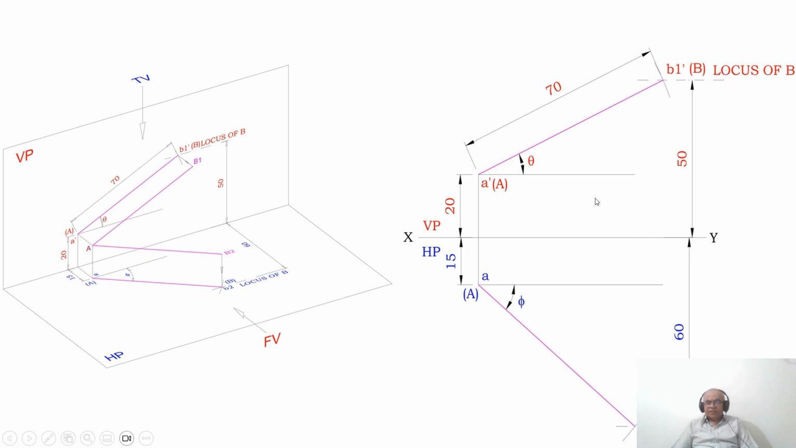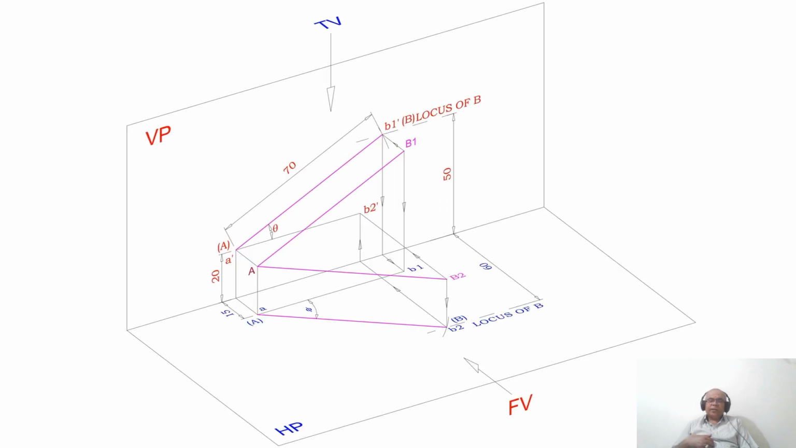So once we transfer the given data, now what? I need to represent the front view and top view. We know the front view true length line, but for that we have not written the top view. And you know the top view true length line, but to this we need to write the front view. So how to do that?